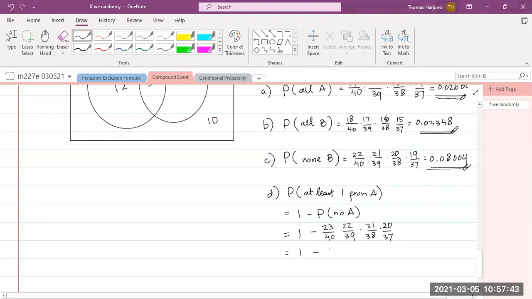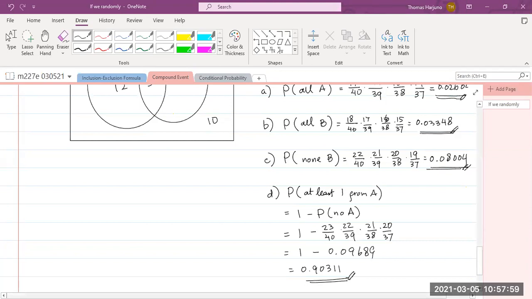I get 1 minus 0.09689, which will give me 0.90311. Okay, that's for this question.